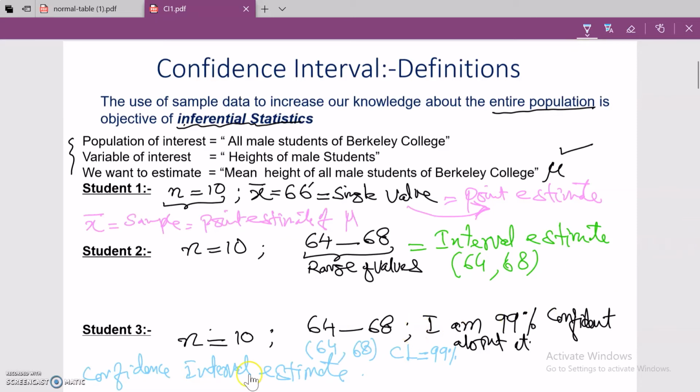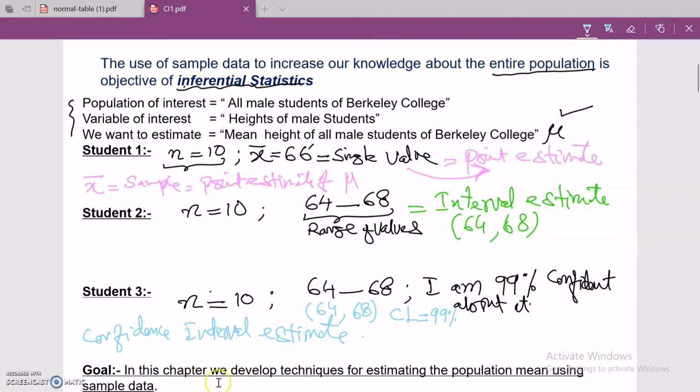Now, what is the goal of this chapter? In this chapter, we develop techniques for estimating the population mean by using sample data. We will see how to estimate the population mean by using sample data, and that estimation will consist of finding the confidence interval for one population mean. Let's see how we do that.